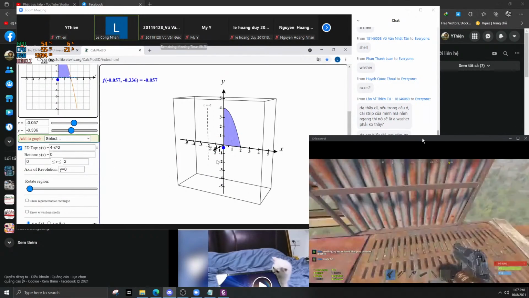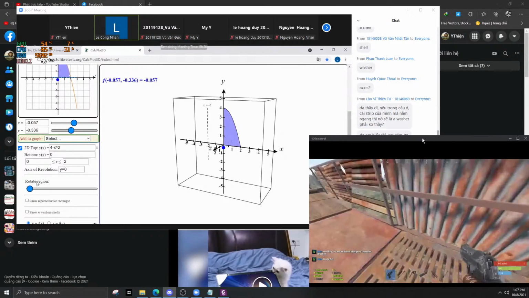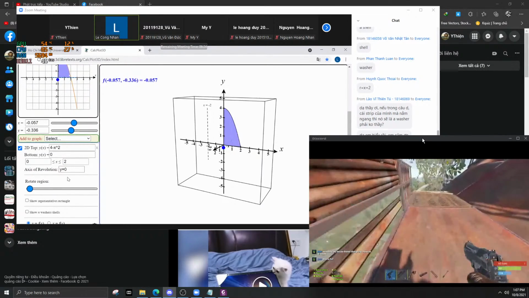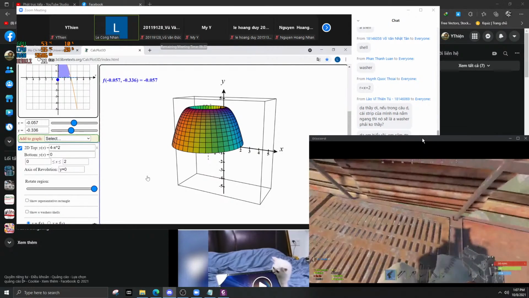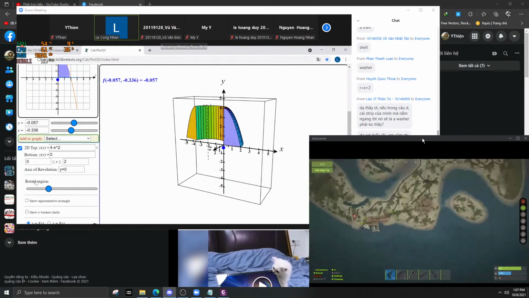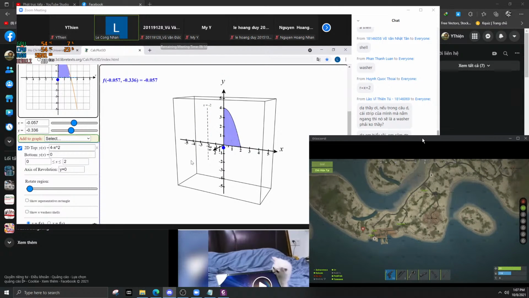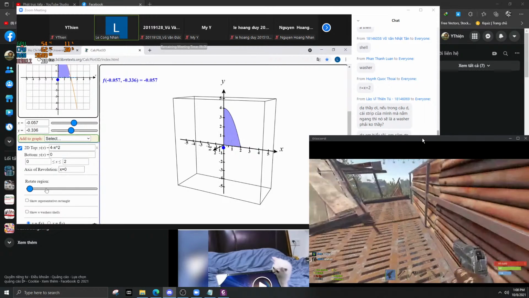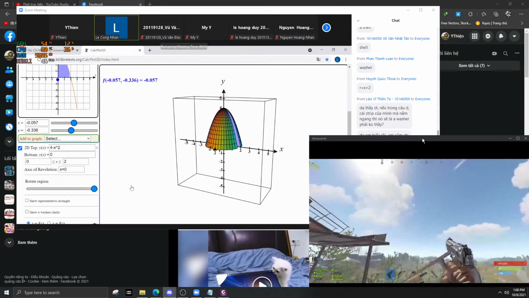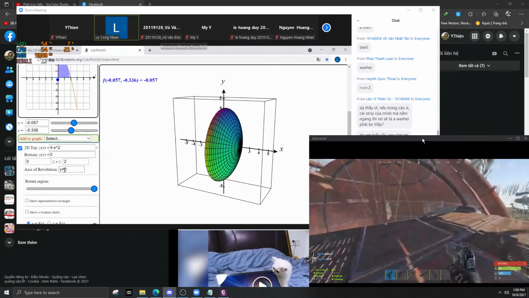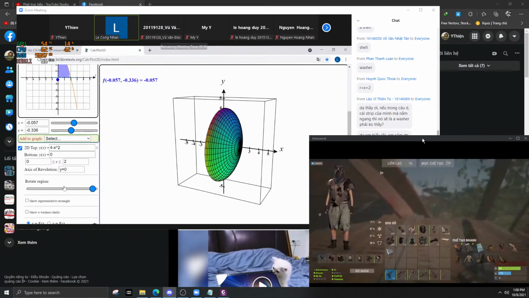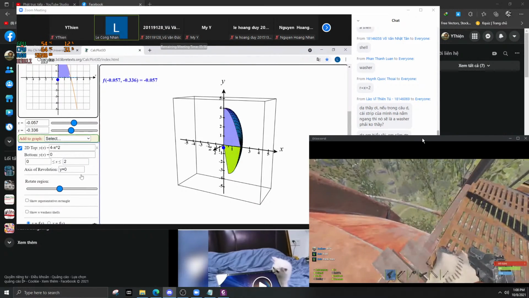So y equals 0, that is the x-axis. Rotate the region about y equals 0, the x-axis. So we get another one. This one is rotate about x equals 0, which is the y-axis. If we rotate about y equals 0, that is the x-axis, we get the solid of revolution. It looks like this.